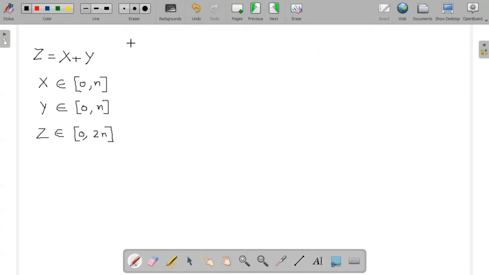So now we will find the PMF of Z. For that, we need to find out the probability that capital Z is equal to small z. We know that capital Z is X plus Y.